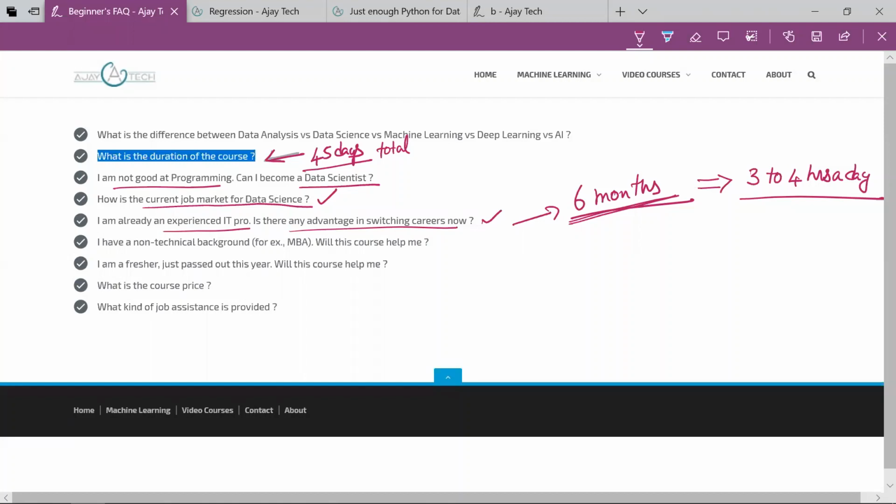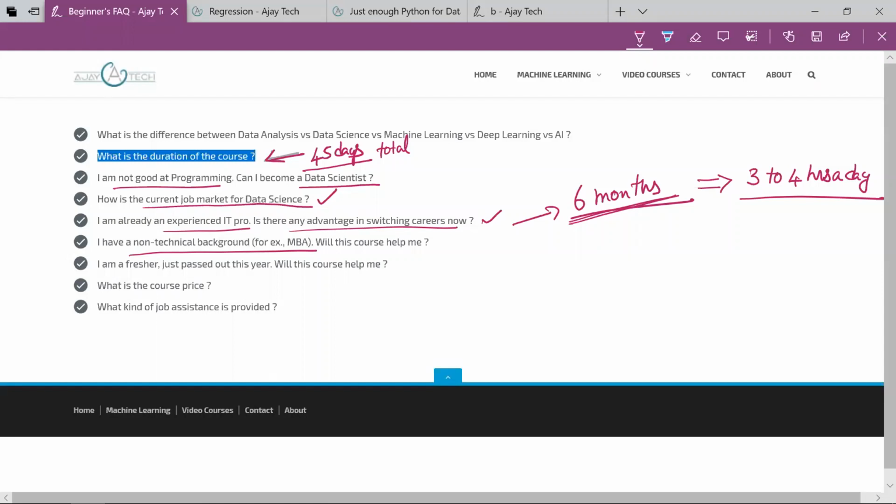Next, I have a non-technical background, MBA. Will this course help me? Some people, for BTech, this course is pretty much suitable. You don't need a PhD. Some people will ask for a PhD. You don't need a PhD. Definitely not required. Even if you are from a non-technical background, not a problem at all, because there are requirements for technical as well as non-technical people.